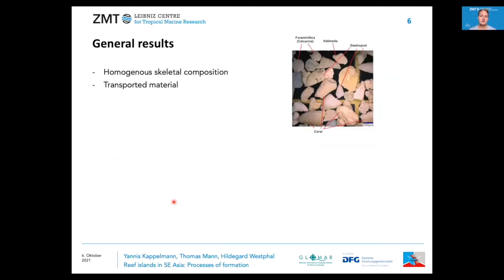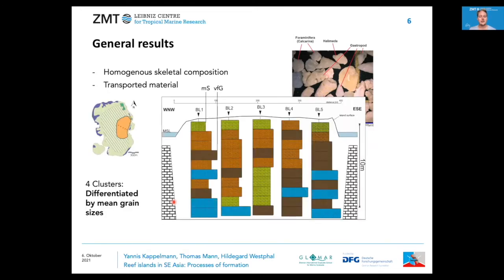I said I don't want to get too much into detail regarding the ecological background. What I can say is that we have observed a pretty homogeneous skeletal composition, and this all mirrors a transported material, whereby we were able to hypothesize that the actual island is superimposing an infill lagoon. We have used the skeletal composition as well as the mean grain sizes for cluster analysis. As I said, the skeletal composition was very homogeneous. Therefore, these clusters are mainly differentiated by their deviating mean grain sizes.